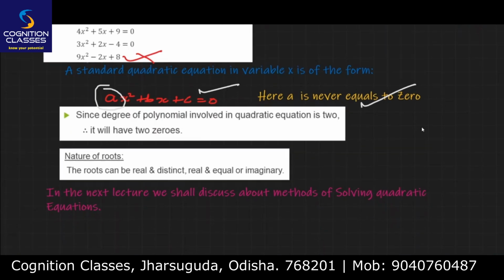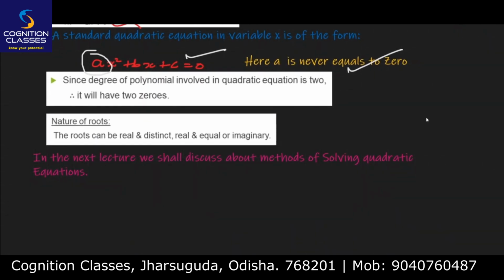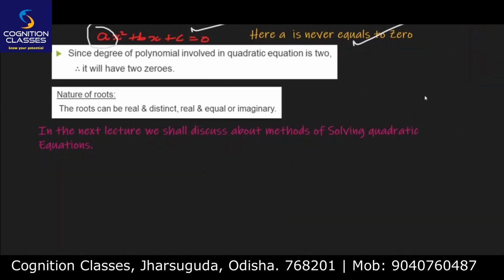So you must be very careful in observing whether a particular equation is quadratic or not by looking at the polynomial by which it is made. If the polynomial is a quadratic polynomial, then only the equation will be a quadratic equation. Now, since it is a quadratic equation, it has degree 2, thereby it must have two roots, or I can say it must have two zeros. I can say both roots and zeros.